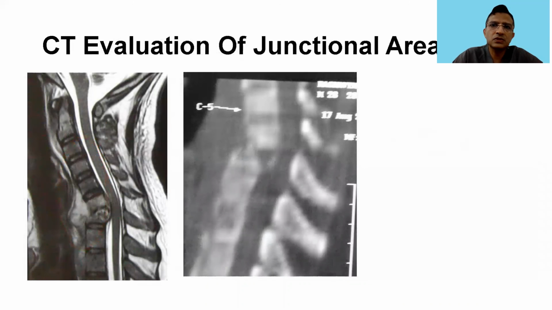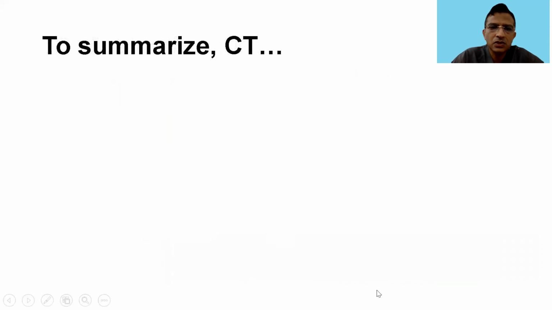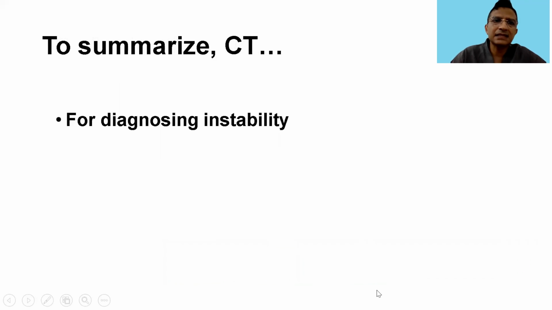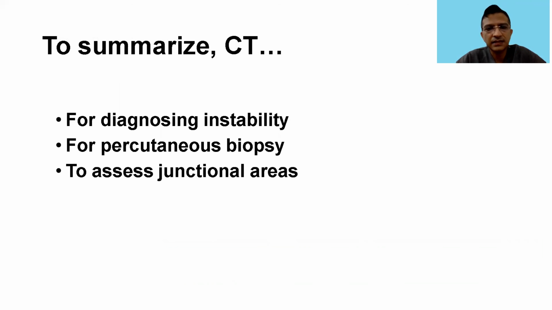CT is also obviously useful for evaluation of junctional areas. Here is a cervicothoracic tuberculosis patient who was operated upon with an anterior plus posterior fixation. So to summarize, CT scan is useful for diagnosing instability, for percutaneous biopsy, and to assess junctional areas.